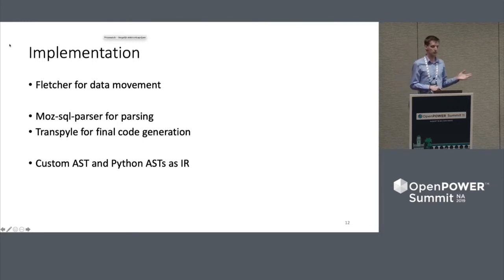Then for the parsing front end of this compiler, it didn't make much sense to write our own, so we used the Mozilla SQL parser. And then for the final code generation, there's a project that takes any input and can transpile it to any output. This works for Fortran, C++, and Python, and it uses Python ASTs internally.